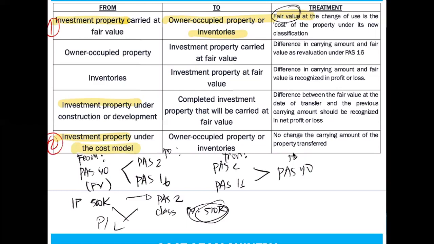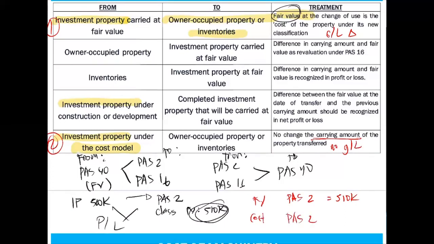Ang sabi dito, kailangan at carrying amount pa rin. So dito, may gain or loss due to change in fair value. Dito, no gain or loss. So for example, investment property to PAS 2. Tapos, ang gamit natin ay fair value model. What is the value of your PAS 2 now? 510,000. The current fair value under number 1. Now, under number 2, we have here investment property under cost model to inventory. So, ang gamit natin sa investment property is cost model. Ililipat natin sa inventory. What is the value now? At the carrying amount, which is still 500,000.